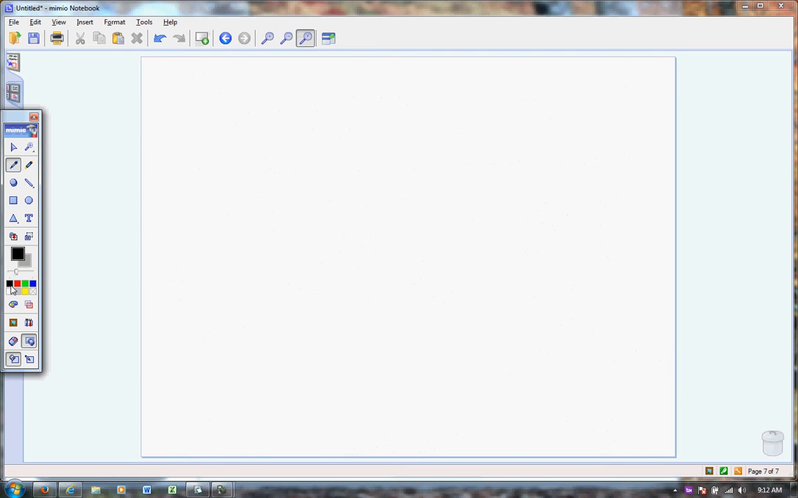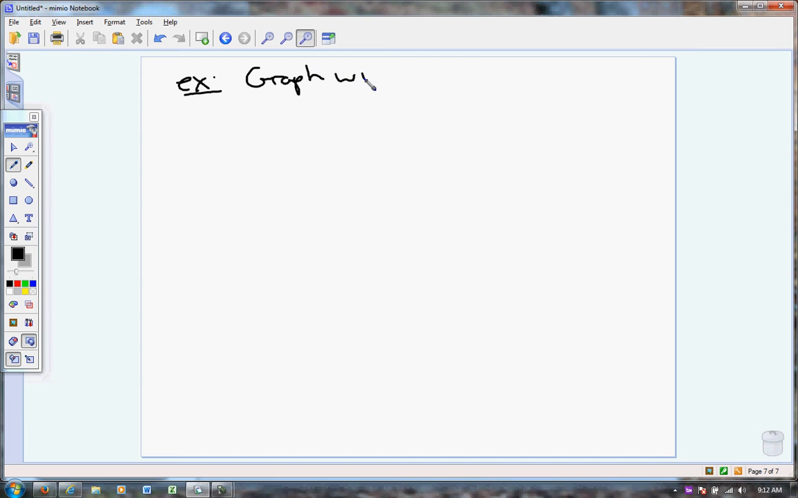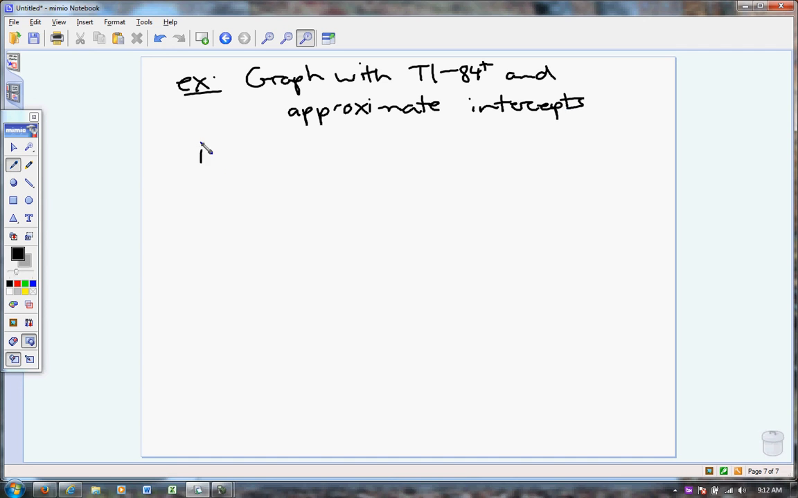One last thing. Graph with the TI-84 Plus and approximate intercepts. This is one of the most important things we're going to do this year, is be able to take a graph and look for intercepts. Let's say that I have y equals x squared minus 5x plus 6. Well, the first thing you have to do is put it into the graphing calculator. So let's do that.